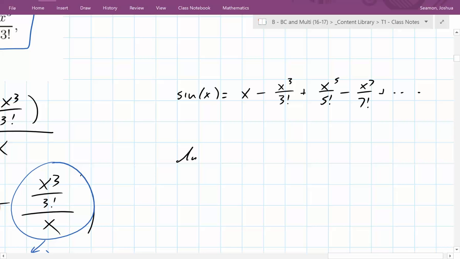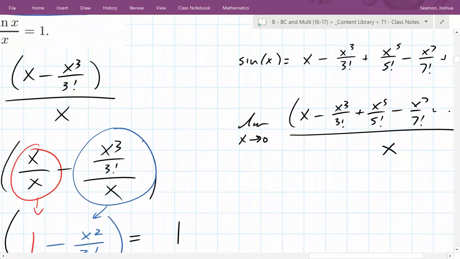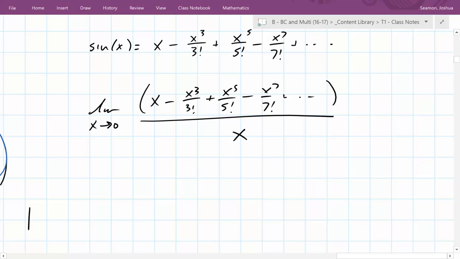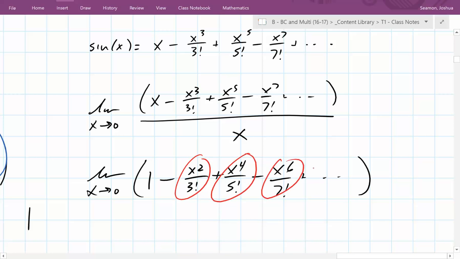Here's the thing. Could we do the limit as x goes to 0 of this whole thing? Sure. x cubed over 3 factorial plus x to the 5th over 5 factorial minus x to the 7th over 7 factorial and so on, all over x. That's the general form. Do you agree? Good. So now when we do this out, what does this become? The limit as x goes to 0 of what? 1 minus x squared over 3 factorial plus x to the 4th over 5 factorial minus x to the 6th over 7 factorial. What do all of these go to? All of those go to what?